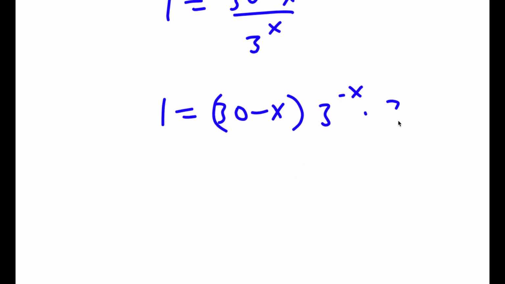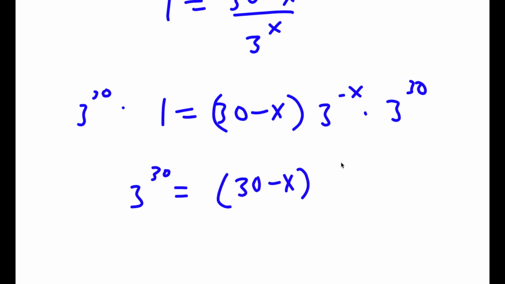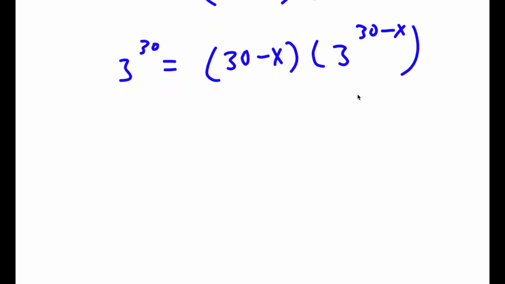So now I'm going to go ahead and multiply both sides by 3 to the power of 30. So now I have 3 to the power of 30 is equal to 30 minus x times 3 to the power of negative x times 3 to the power of 30. That's going to equal 3 to the power of 30 minus x, because these two exponents simply add with each other. Now I'm going to take e to the power of ln.